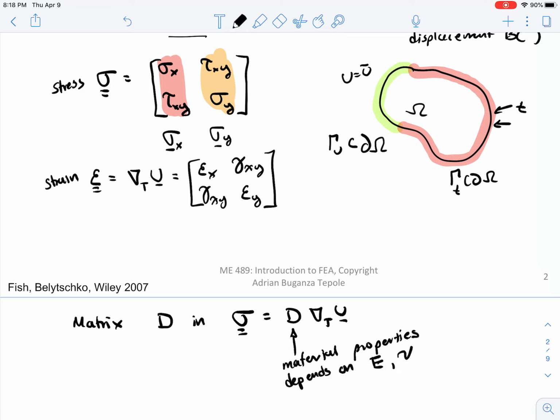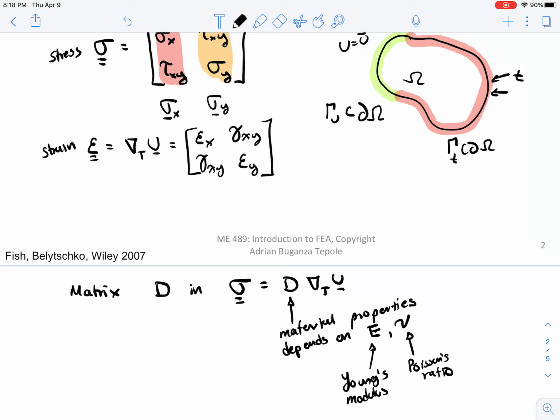So for Hooke's law, or generalized Hooke's law, you would have Young's modulus and Poisson ratio. And as I said, the specific form of the D, I'll introduce that later. But for now, it's enough to clarify that it's a function of the material parameters. So you should have Young's modulus and Poisson ratio in there.